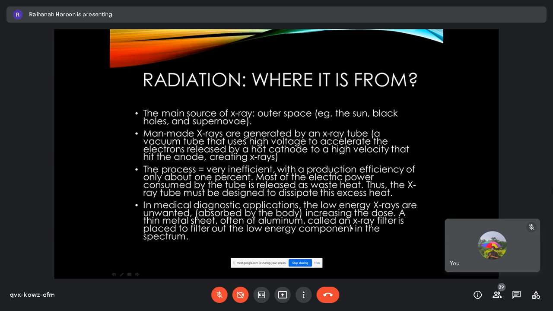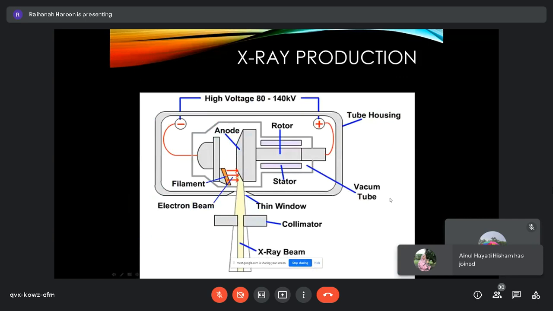In the X-ray machine we also have something that we call an X-ray filter. This is just good for you to know. Basically, the filter is the part inside the machine that helps to absorb the low energy X-rays, the unwanted X-rays that do not contribute to the image.